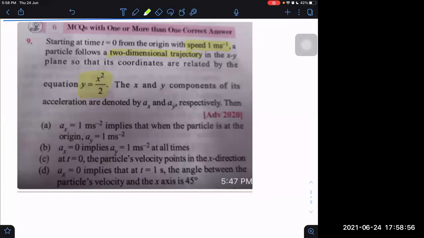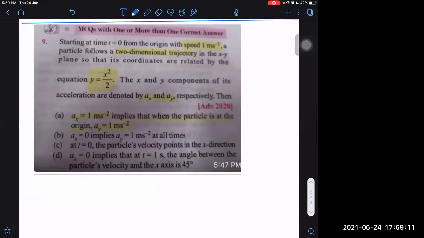Okay. Parabola equation, x and y are given. And they are asking, when ax is equal to 1 meter per second, implies that when the particle is at origin, ay is equal to 1 meter per second square. Let us check now.